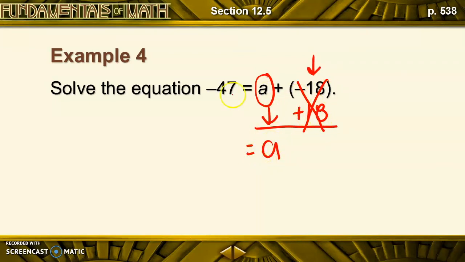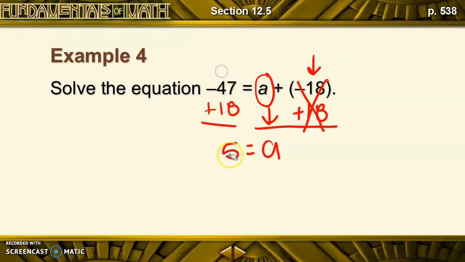If I add 18 on this side, I have to be fair, and I have to add 18 on this side. So 7 plus 8 is 15. All right, almost got it wrong right there. That could have been bad.